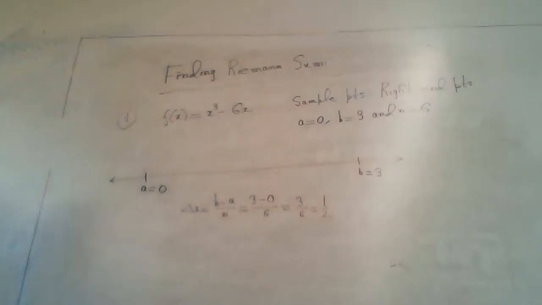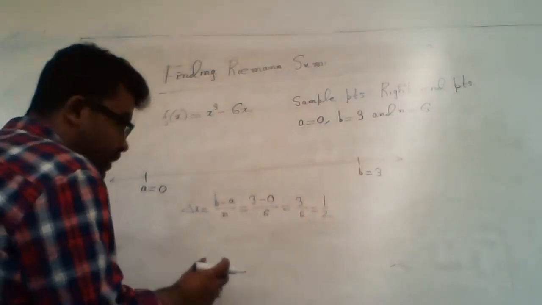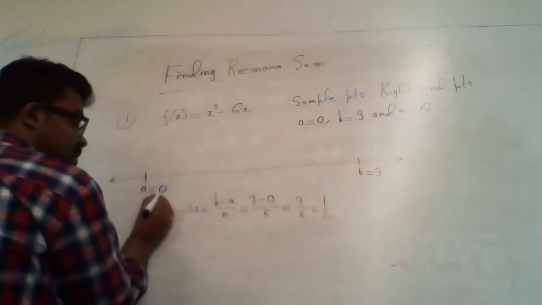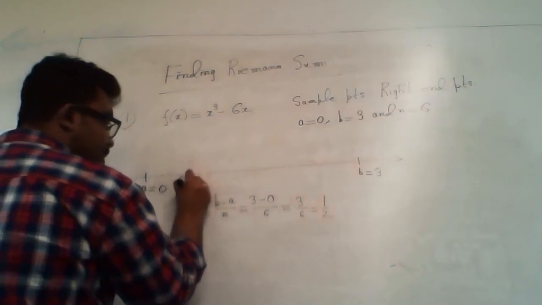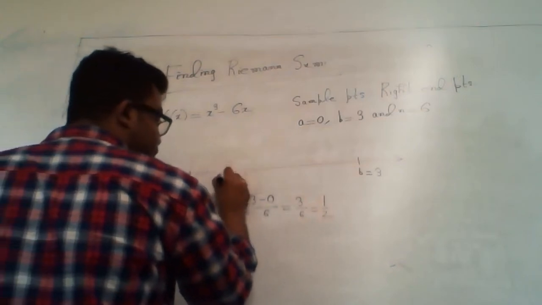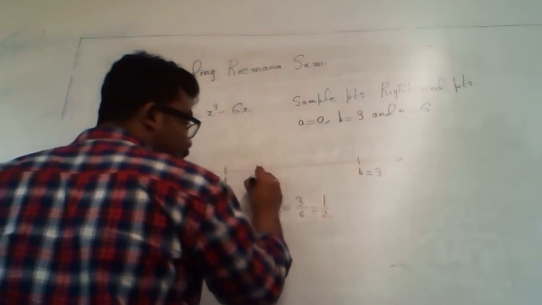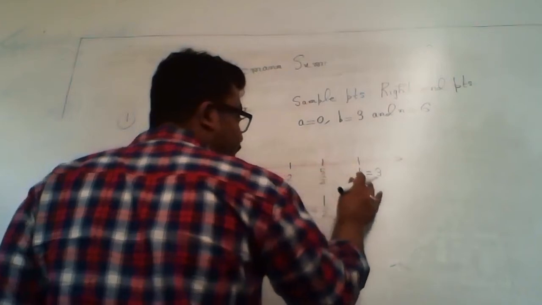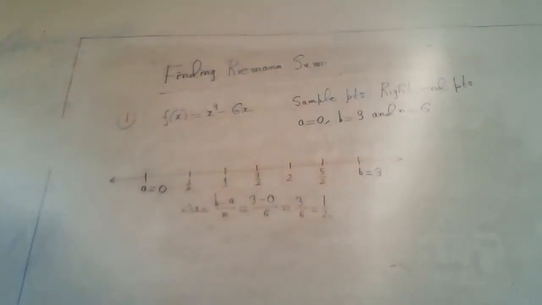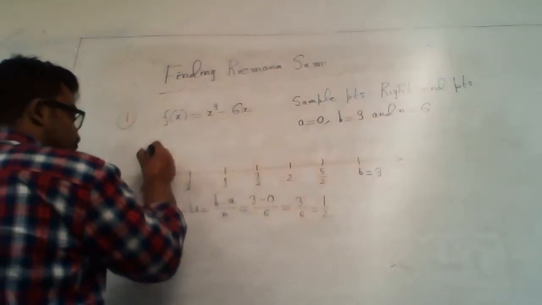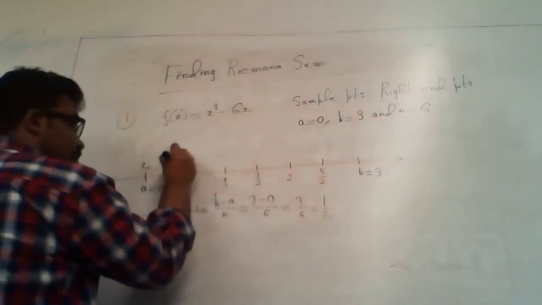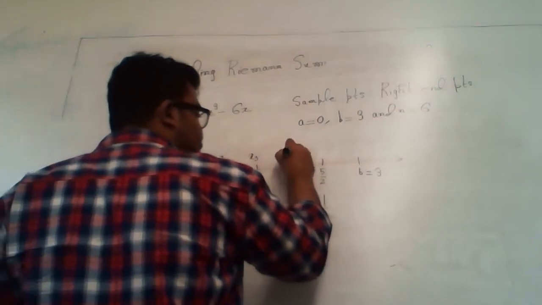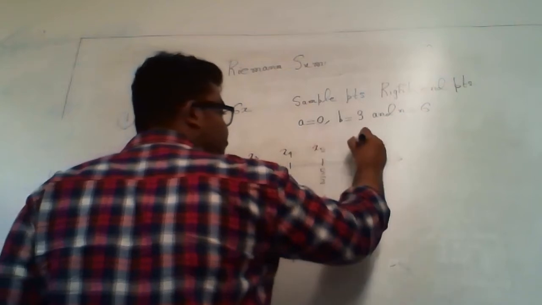Now once you calculate the width, or delta x, it's easy. You just keep on adding this width. So a equals 0, 0 plus half is half, half plus half is 1, 1 plus half is 3 over 2, 3 over 2 plus half is 2, 2 plus half is 5 over 2, 5 over 2 plus half is 3. You get the right hand points. Then you name these points: let's call the first one x0, the next x1, x2, x3, x4, x5, and this is x6.